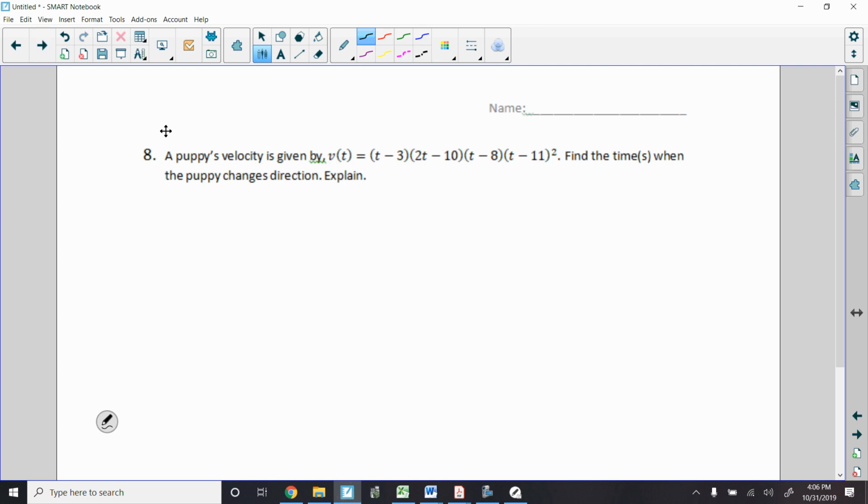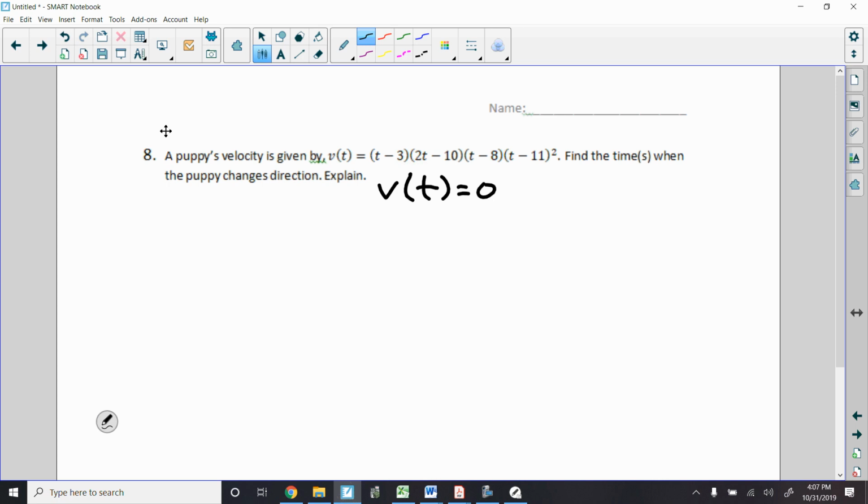Okay, the next question. I give a puppy's velocity here, and I said its velocity is given by v of t equals this equation, and I want to find the times when the puppy changes directions. We have to know that change directions means v of t changes signs. That is the definition. So v of t, candidates for changing sign would be our zeros. So by looking at this equation, since it's already factored, I can just set each binomial equal to 0 and solve. By doing so, I get solutions. I know v of t equals 0.